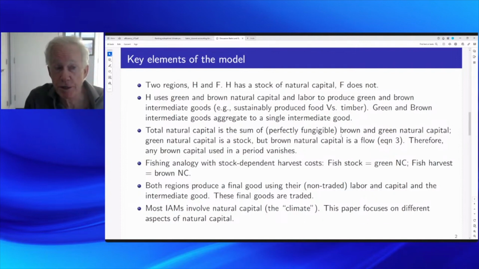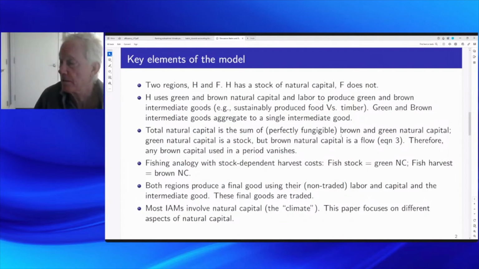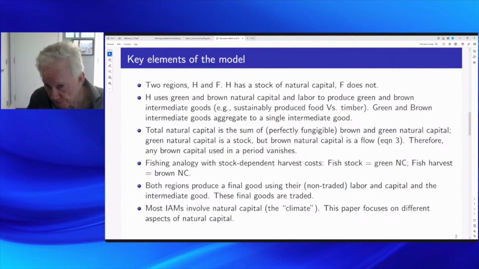Now, both regions produce a final good using non-traded labor and capital and the intermediate good, and these goods are traded. So in some respects, this paper is part of a much larger tradition because, of course, just about every integrated assessment model used in the climate setting does use natural capital. So this paper is different because it focuses on different aspects of natural capital. It's not the natural capital per se that's distinctive, but the precise way in which it's modeled.